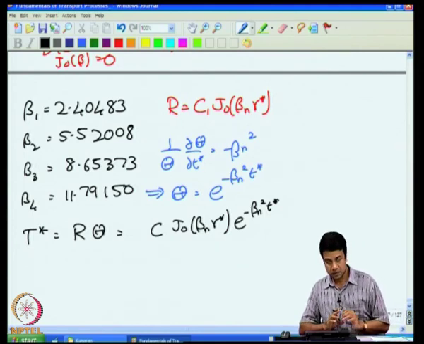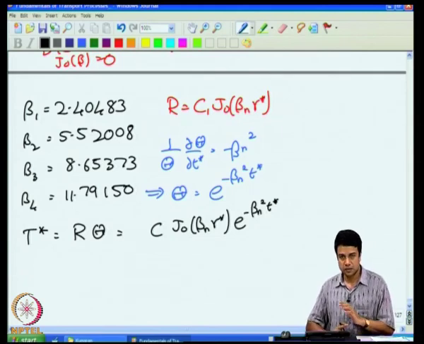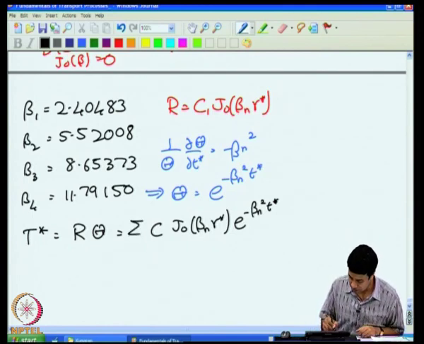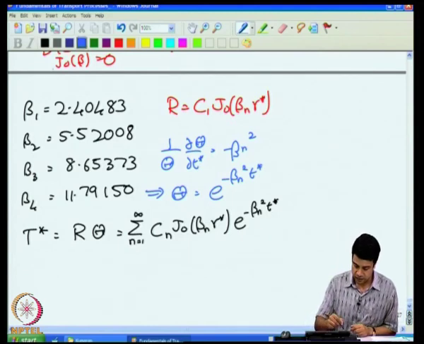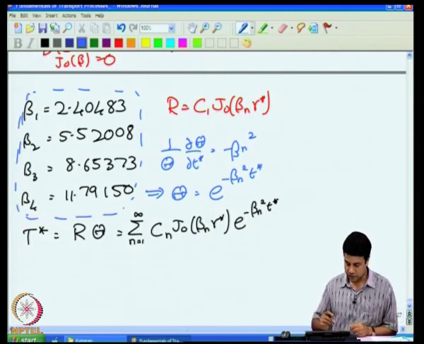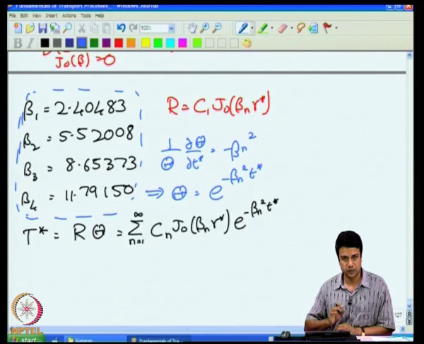Okay. So, this solution for any value of n satisfies the equation. That means that the most general solution is one which is the summation of all of these discrete solutions for all values of beta n that I have shown you over here. For all these values of beta n going from 1 all the way to infinity, the sum of all these solutions is the most general solution that we can get. Okay. So, this has a constant C n in it. How do we evaluate the constant C n?